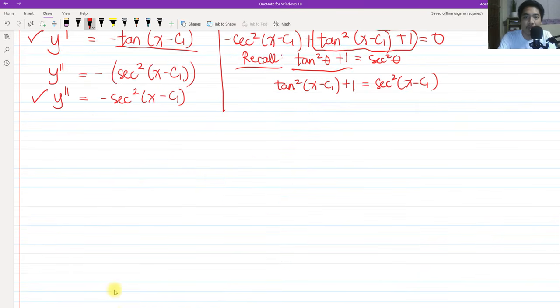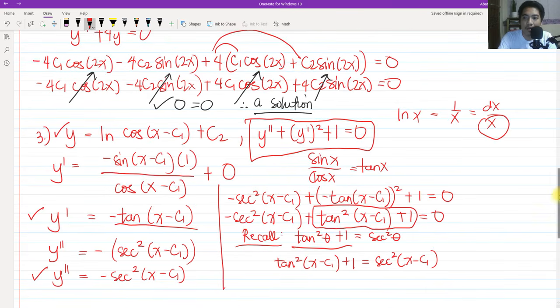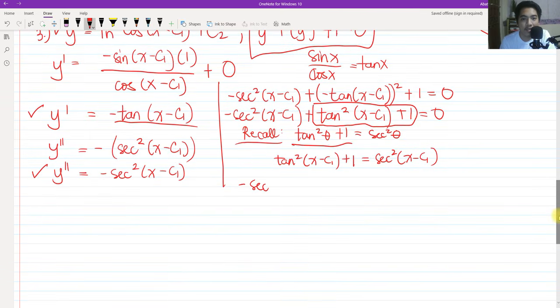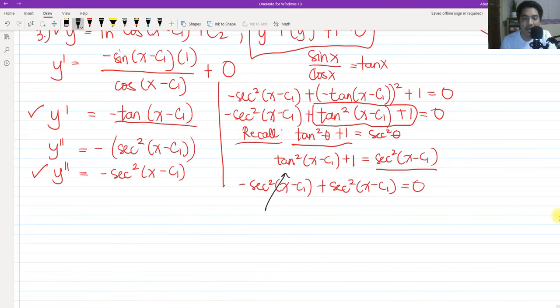So, substituting it into our solution will give us negative secant squared of x minus c sub 1, plus this term, secant squared of x minus c sub 1, equals 0. And we know that these two, since they have different signs, would really cancel. So, hence, this is a solution to our differential equation.